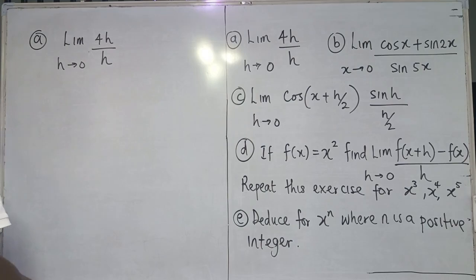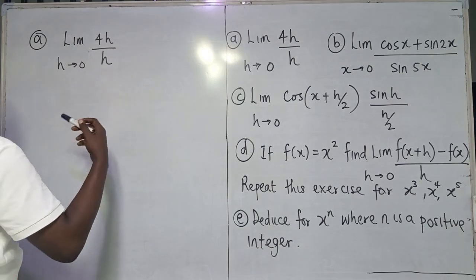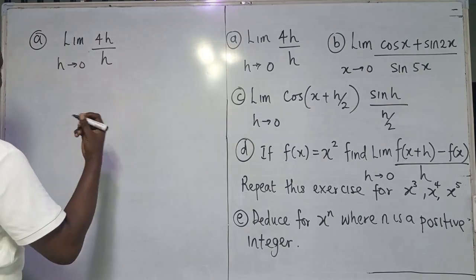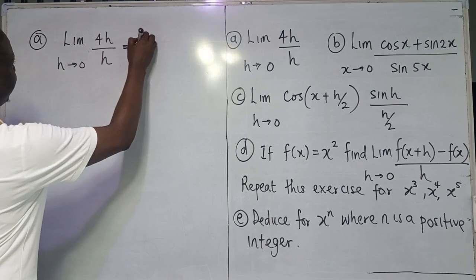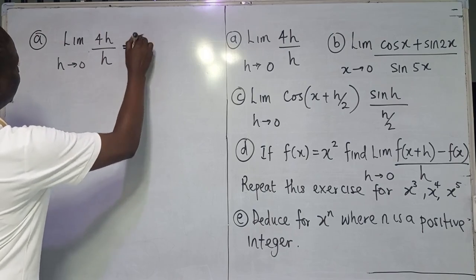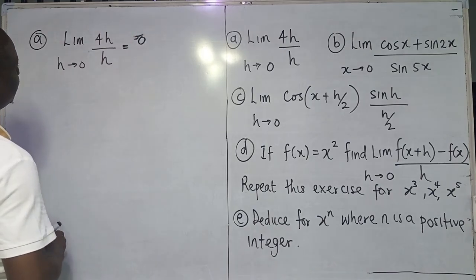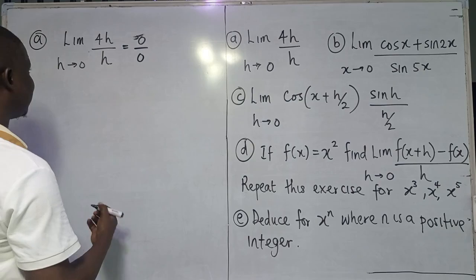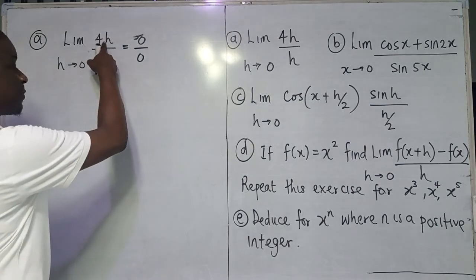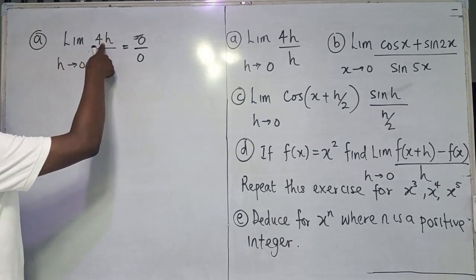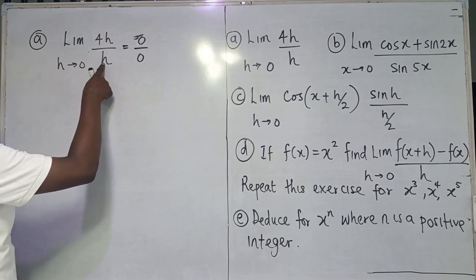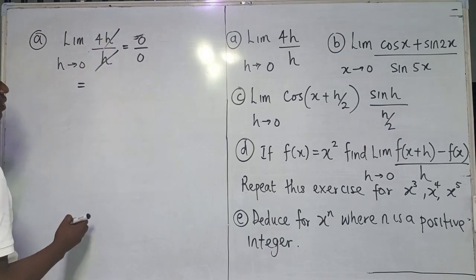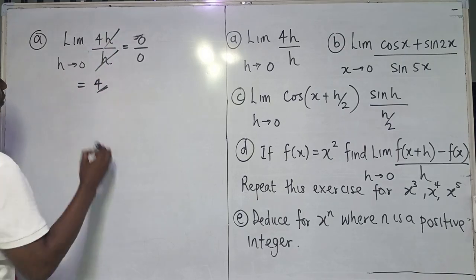Now, you can put your h here to be 0, no problem. It will now be 0 over 0, which is indeterminate. Then you differentiate this one with respect to h, you get 4, and differentiate this one, you get 1. Or you can just cancel out, you factorize it out. So the answer will remain 4.